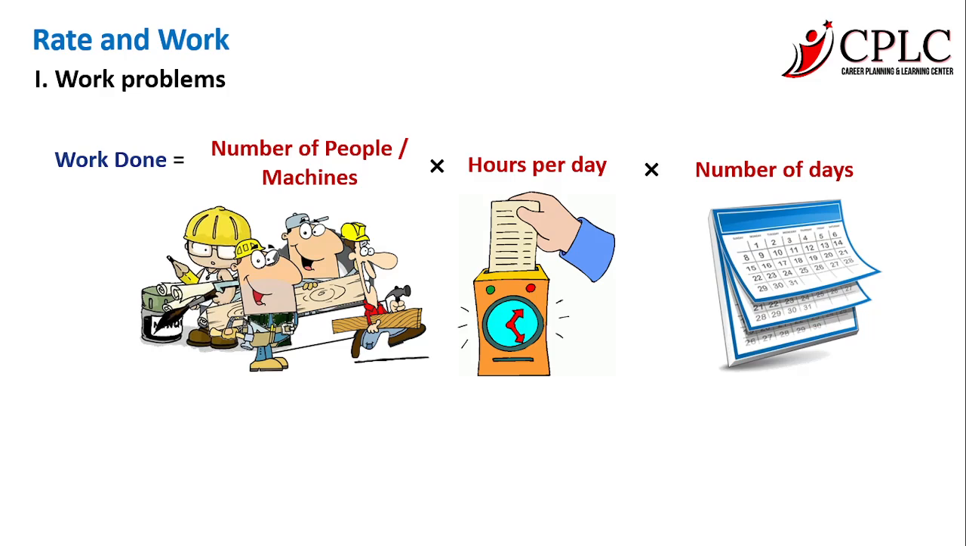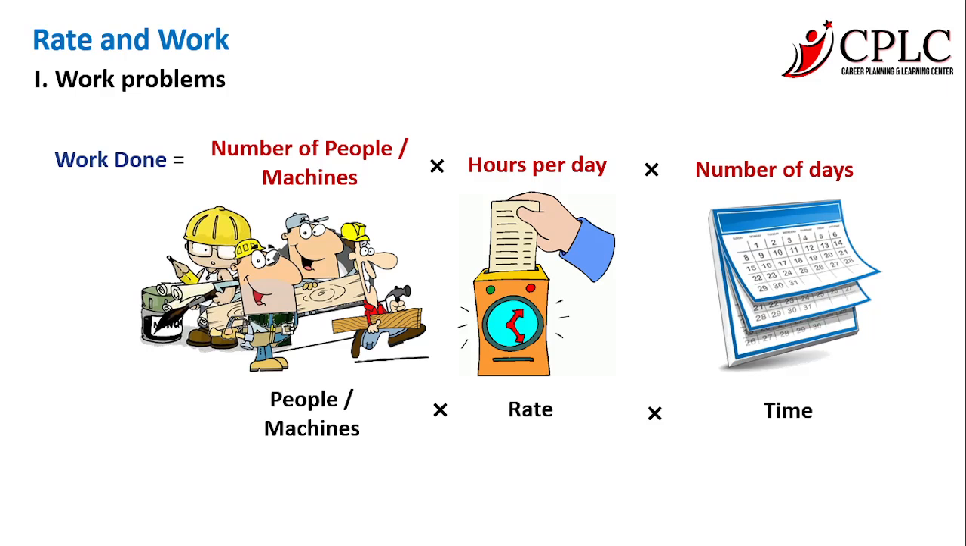The same formula can be rewritten something like this also: number of people or machines into rate into time. So this hours per day part is also called the rate at which they are working. At what rate they are working, whether 5 hours per day, 10 hours per day, 8 hours per day, whatever may be the case. And number of days can also be called time taken to complete the work, time taken to finish the work. So that's the formula, and this is the only formula there is for work done.